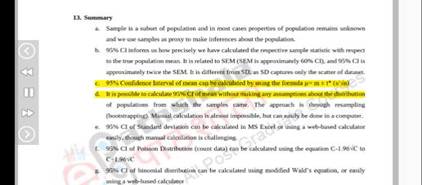C. The 95% confidence interval of a mean can be calculated using the formula mu equals m plus or minus t times s over square root of n. It is possible to calculate the 95% CI of a mean without making any assumptions about the distribution of the populations from which the samples came. The approach is through resampling, or bootstrapping. Manual calculation is almost impossible, but it can easily be done on a computer.